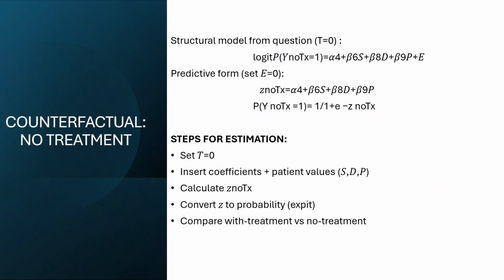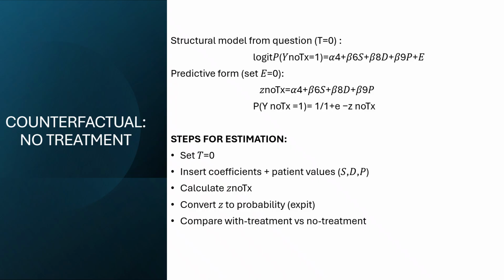Moving towards the counterfactual no treatment situation. Counterfactual means we change a variable in the model to see how predictions change. This equation is the same as the adverse outcome model from the question, but with treatment set to 0. In the structural form, we still include E, the error term representing a random component, but for prediction we use the expected value, which is 0. That gives us the simplified predictive form.